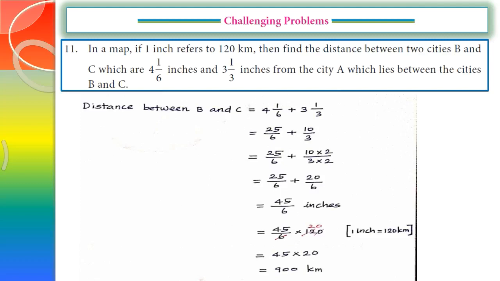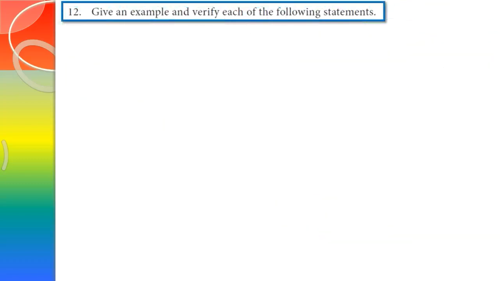Next step, 1 inch equals 120. So 45 by 6 into 120 by 6. Cancelling 120 by 6, the answer is 20. So 45 into 20 equals 900 kilometers. That is the answer. That is the distance between city A. Do you understand? Next we go to question number 12.